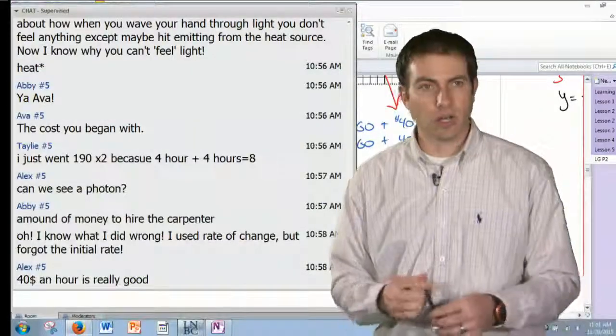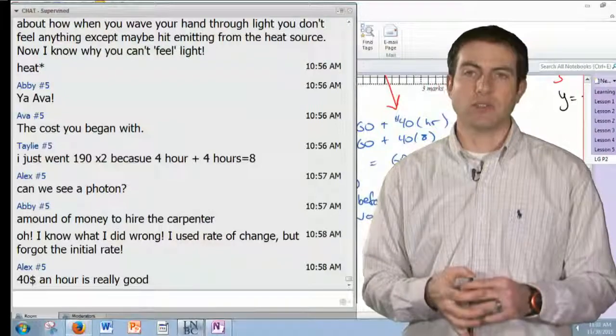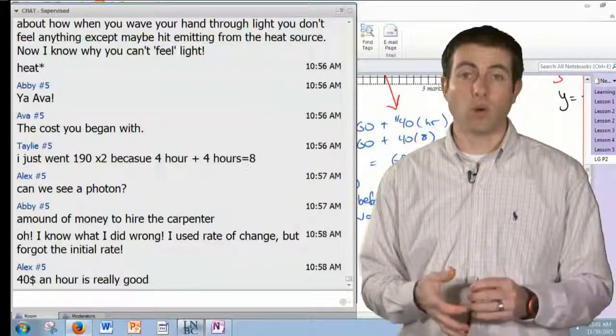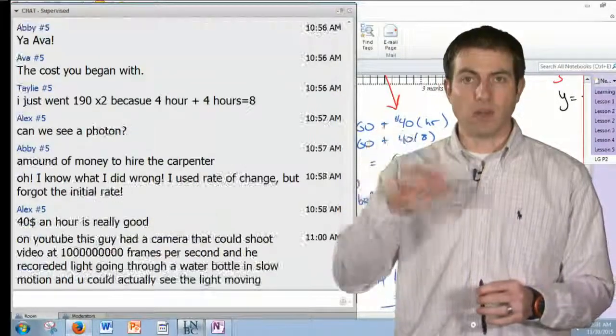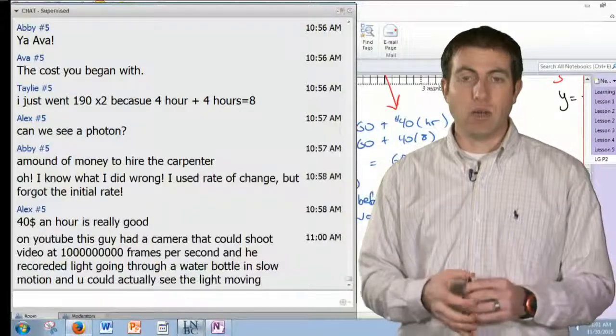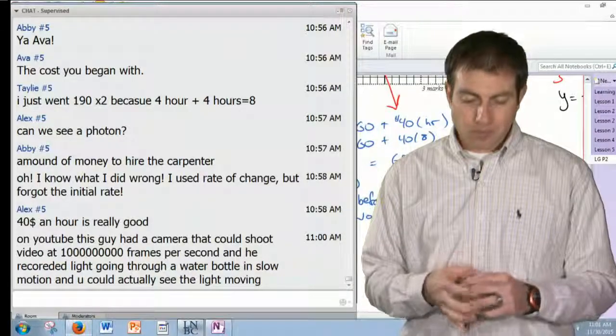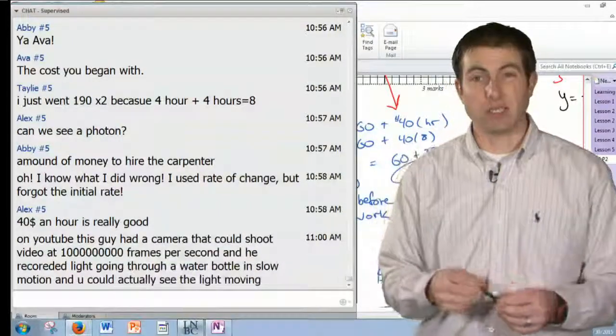Oh, I know what I did wrong. I used the rate of change, but forgot the initial rate. So the rate of change in this case is 40. The slope of the line is 40. So $40 every hour. And then you forgot that initial 60. So that's kind of the, that works.